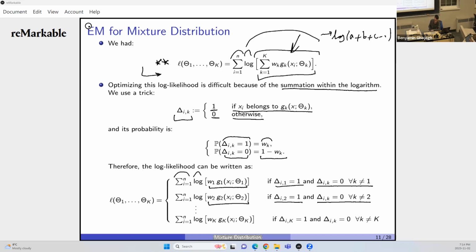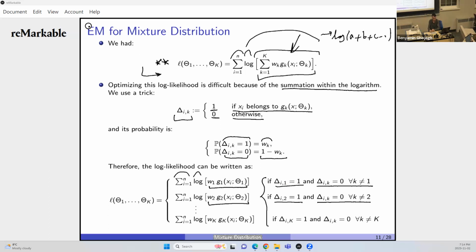The probability for delta ik to be 1 is wk, which is exactly the weight of this specific distribution in the mixture, right? That's why we call them mixing probabilities. And the probability that delta ik is 0 is 1 minus wk, because they need to sum to 1. So far clear? Now, using this trick, I can divide this into these cases.